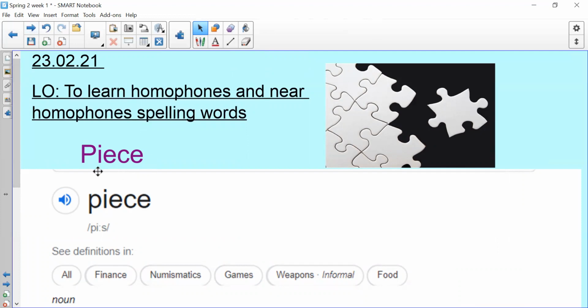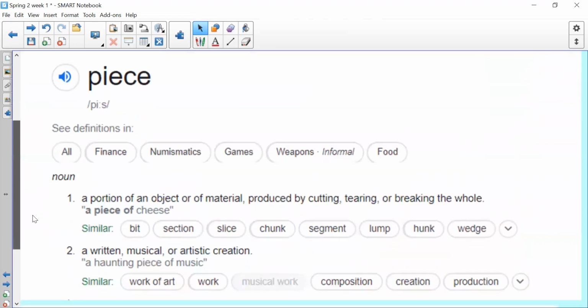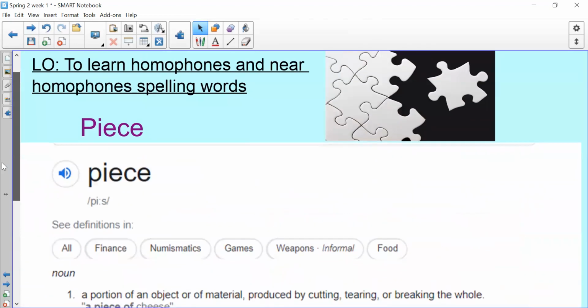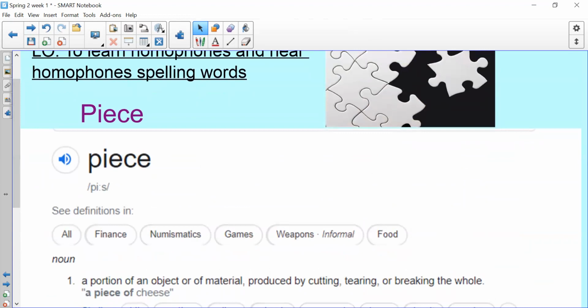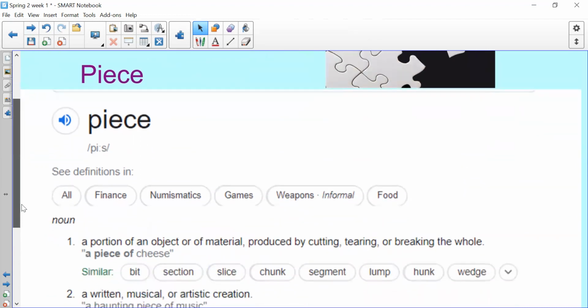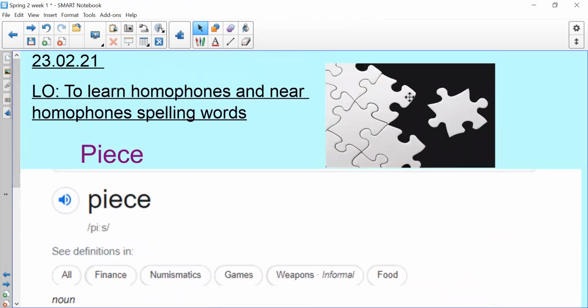piece, spelt like this. This is either a noun or a verb. One of the definitions of the noun is a portion of an object or of material produced by cutting, tearing, or breaking the whole. For example, a piece of cheese, a piece of cake. And here is an image to show you a piece of a puzzle.